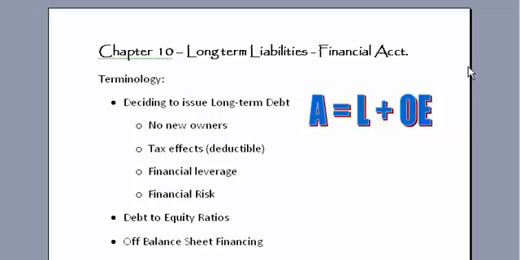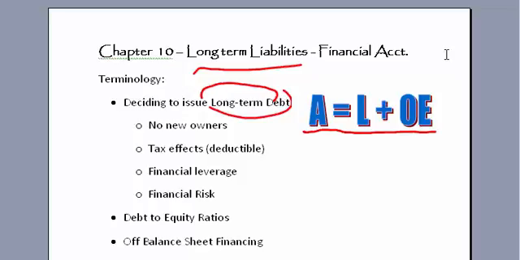But before we get to bonds, we have some other topics. This chapter is about long-term liabilities. And what we want to do is look at the accounting equation, that assets equals liabilities and owner's equity. And the question becomes, should we take on long-term debt? In other words, should we increase our long-term liability? There are several advantages and disadvantages to it.